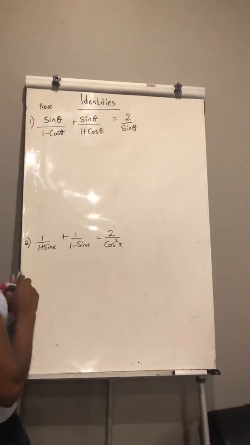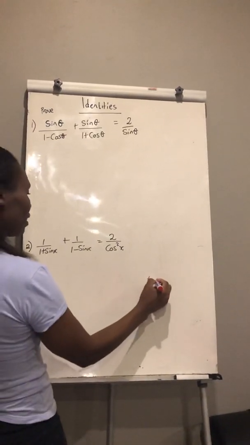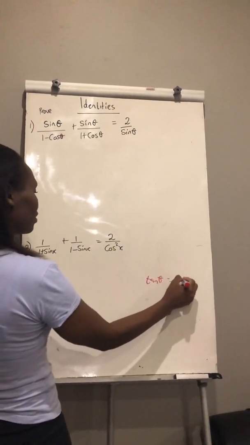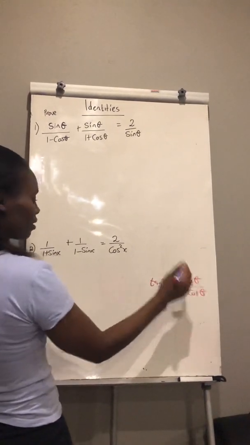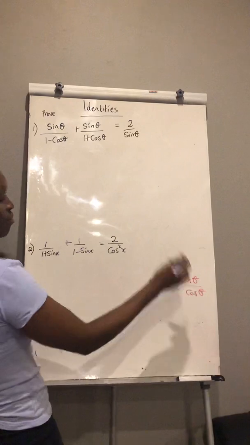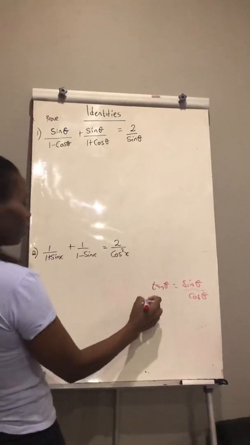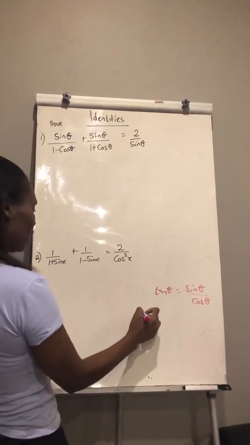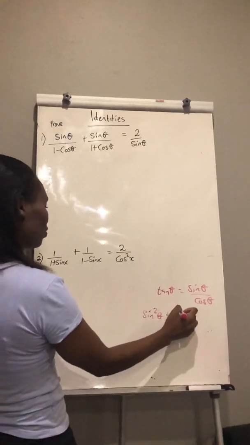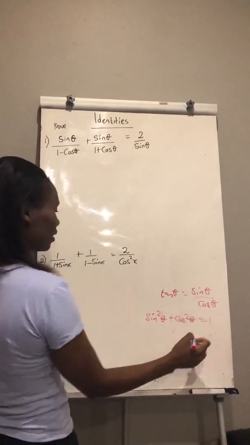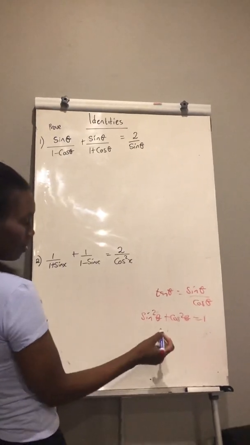So before I go deep into that, please notice we are expected to remember identities such as this one that we learned already. We know that tan theta is always going to be seen as sine theta over cos theta. This is the identity we will use to prove all the other ones that we have, and also these two, like this one where we say sine squared theta plus cos squared theta is equal to 1. We know this identity very well.